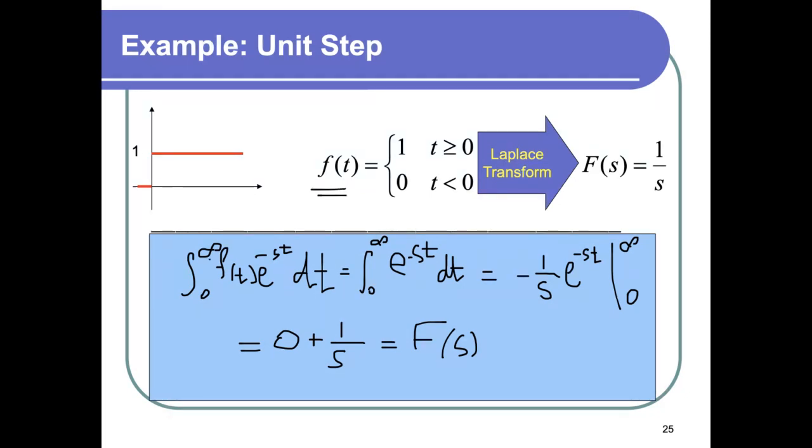Now, what if I have a non-unit step? Imagine that my input is 100. You will see that due to linearity, it will be 100 over s. Why? Because here I have an integral, then the 100 inside the integral can go out, and at the end of it, you will have 100 over s.